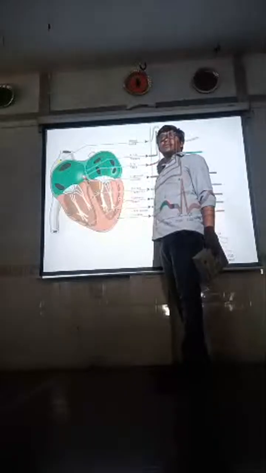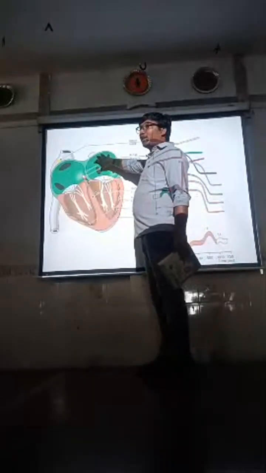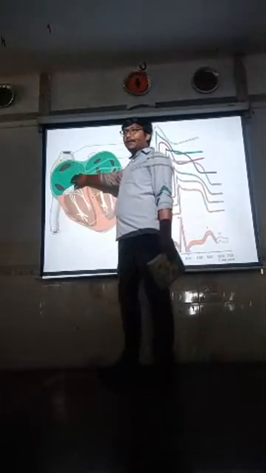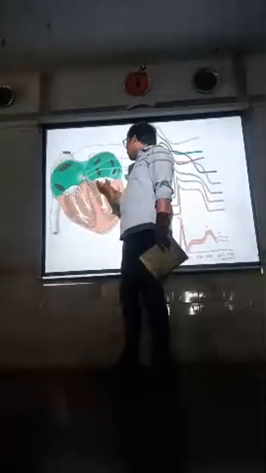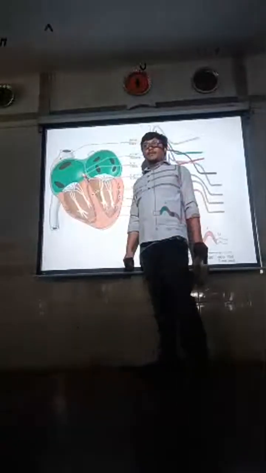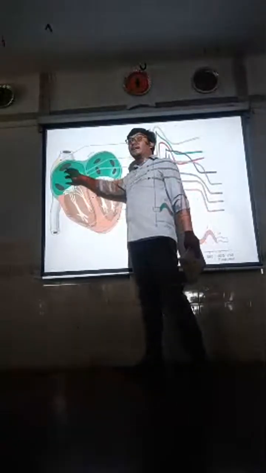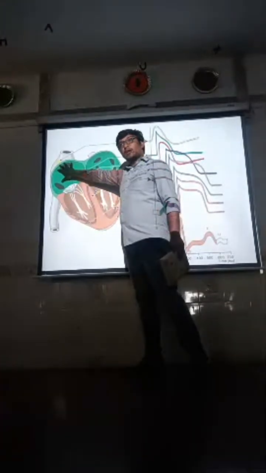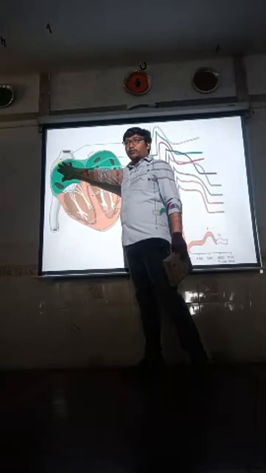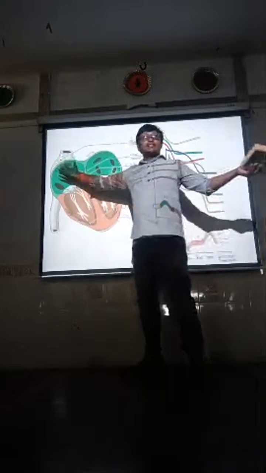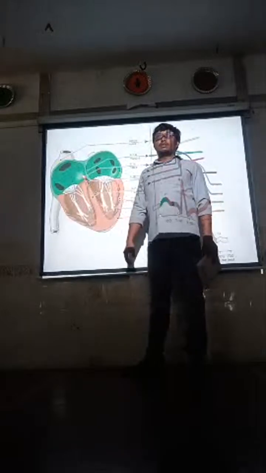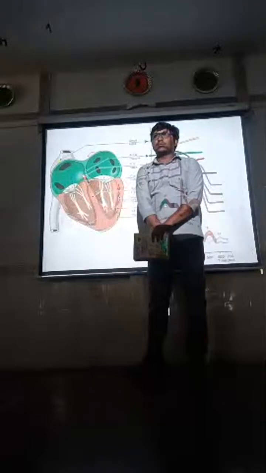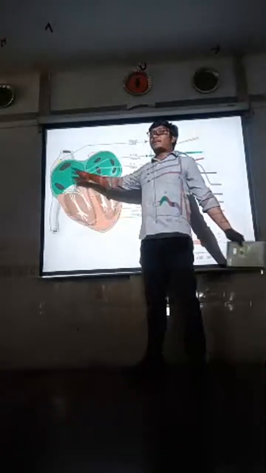Yes or no? So when the blood is completely filled, it pushes the tricuspid valve and bicuspid valve respectively. That is how the valves open and the blood is emptied. At the same time, ventricular systole is actually beginning. Okay? So atrial diastole means relaxation, atrial systole means contraction. So in atrial diastole, what happens? Blood fills.